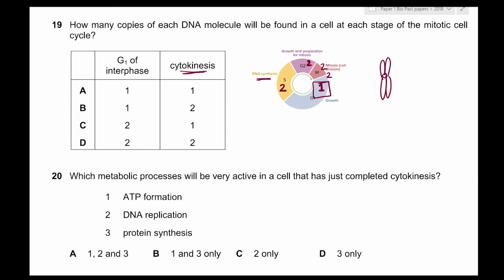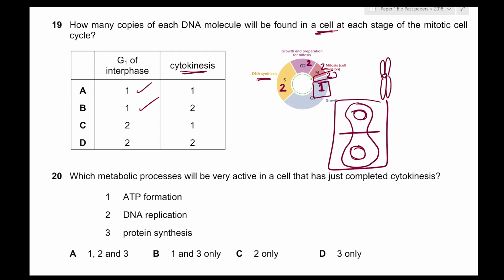Now, cytokinesis, yes, this is the stage that the cell starts dividing. Therefore, it makes sense that it would only have 1 copy of DNA. However, this is incorrect because it does not specify whether it's the end of cytokinesis or the beginning of cytokinesis. In cytokinesis, the cell looks like that. It hasn't yet divided. Therefore, it still has 2 copies of the DNA because it's at each cell, not at each nucleus. Therefore, it still has the same 2 copies that were duplicated during the S phase at DNA synthesis. Therefore, this is correct and the answer must be B.